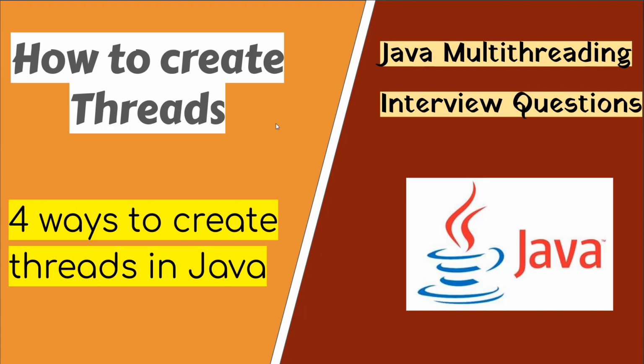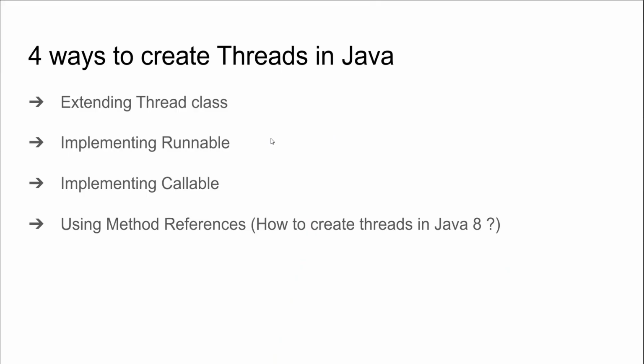These were introduced in the first versions of Java and are in the java.lang package. Then we have Callable, which is there from Java 1.5 and was added in the java.util.concurrent package. This was added because Runnable does not have any return type and cannot throw any exception. The last one is method references, which is there from Java 8. And if any interviewer asks you how to create threads in Java 8, you must reply with this as your answer, along with the lambda expression using Runnable.